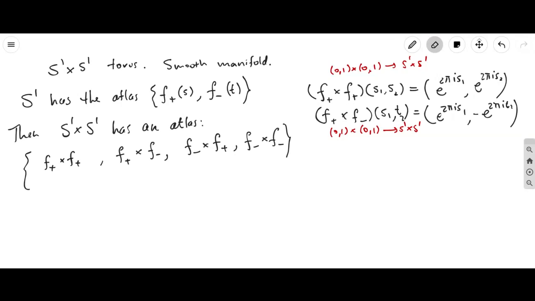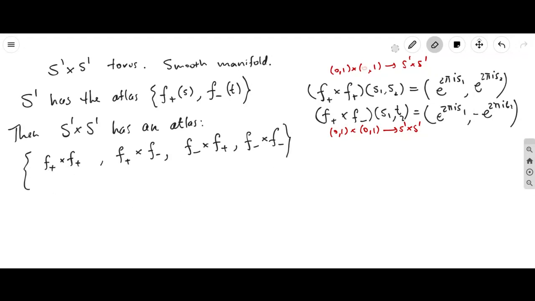But you had that question on the homework, that in general, if you have a smooth manifold and you have another smooth manifold, then by considering all combinations of the charts, you will get a smooth atlas for the product space. That's not that difficult to check, but assuming that you're willing to accept this, then you have an atlas for the torus consisting of 4 charts.